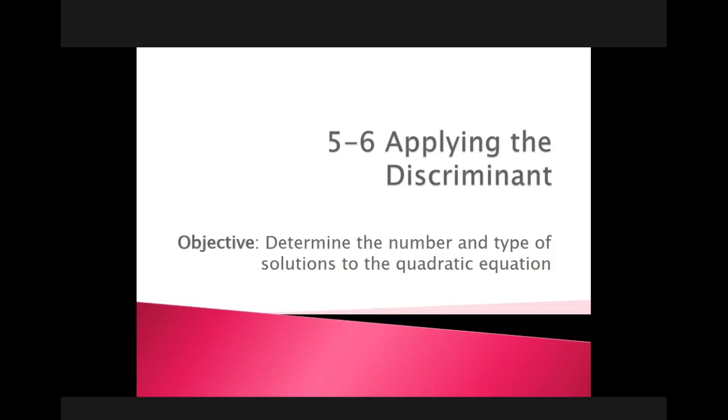In order to understand the quadratic formula, we have to use something called the discriminant. The discriminant is a part of the quadratic formula, and today we're going to focus on the discriminant and what it does. So the discriminant is a part of the quadratic formula that determines the number and type of solutions to a quadratic equation.